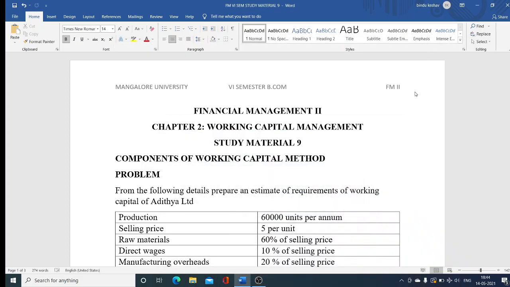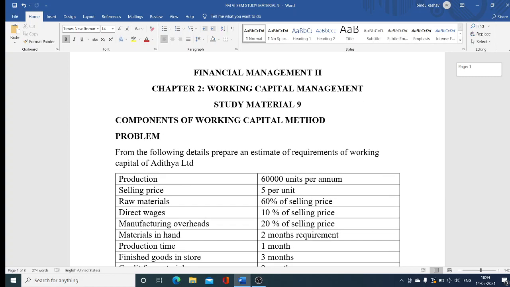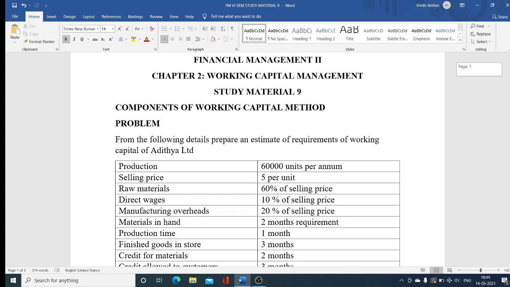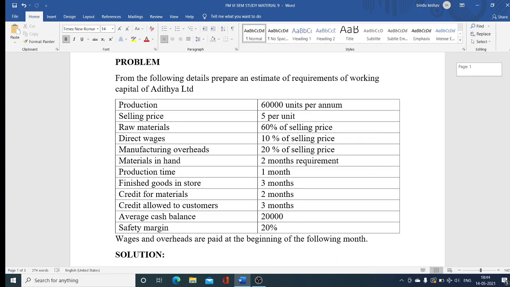Dear students, welcome to session 9 video of the chapter Working Capital Management, Financial Management, 6th semester BCom of Mangalore University. This session is about the preparation of the statement of working capital requirements using the components of working capital method. The problem goes like this.